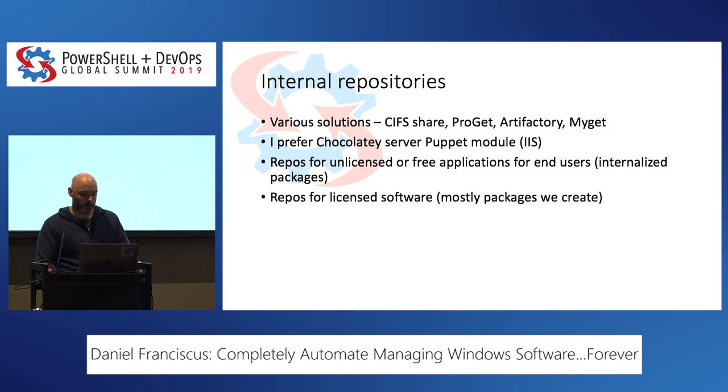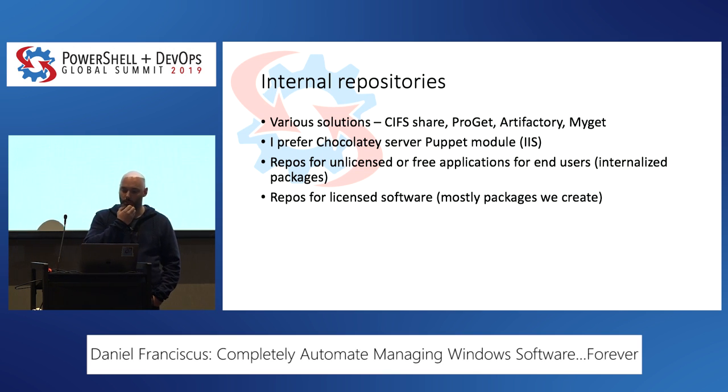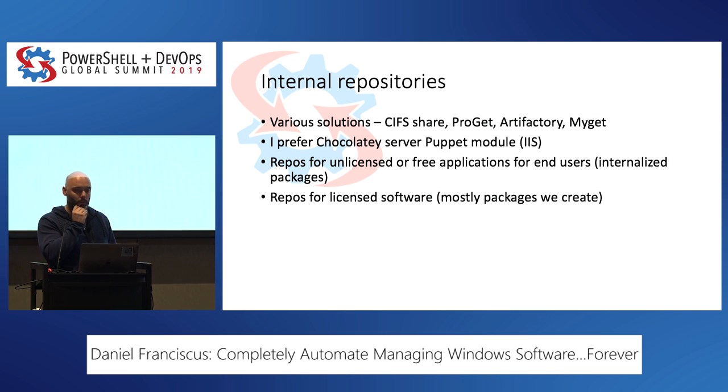So internal repos, how do you do this? There's a lot of solutions for this. You could do something as simple as a share. You could set up a SIF share and just put packages in it and point your clients to it and they'll download from there. If you want something a little bit more professional, ProGet, Artifactory, and MyGet are three pretty popular ones. And they all sort of work the same way as the Chocolatey community repo, where you can just point to it, it'll download what you want and install.